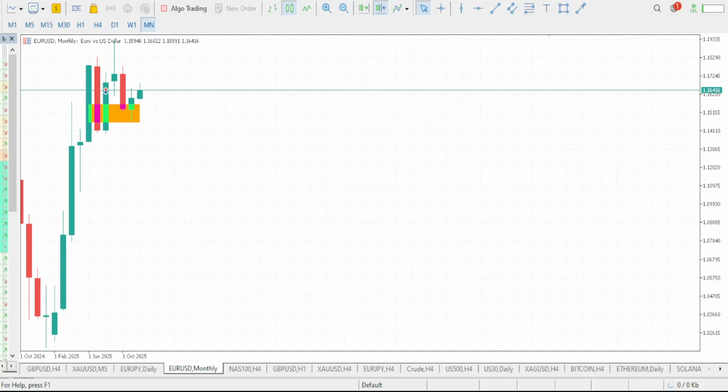So let's see what we will be expecting this week on our EURUSD. We would also see what EURUSD will be giving us this week.